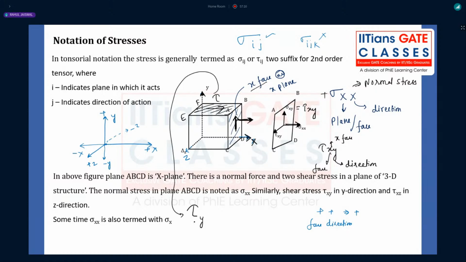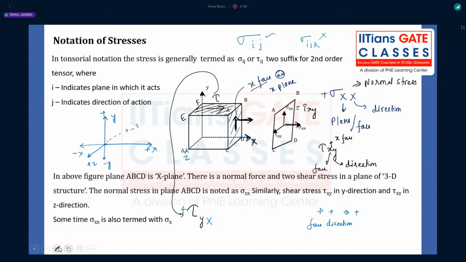In which direction is it acting? X direction. So tau yx will be there. We simply call it tau yx. Capital letter, tau yx. Getting my point? Tau yx. Whether it is positive or negative, it is positive, because it is acting on a positive phase and positive direction, so we call it positive tau yx. Getting my point?